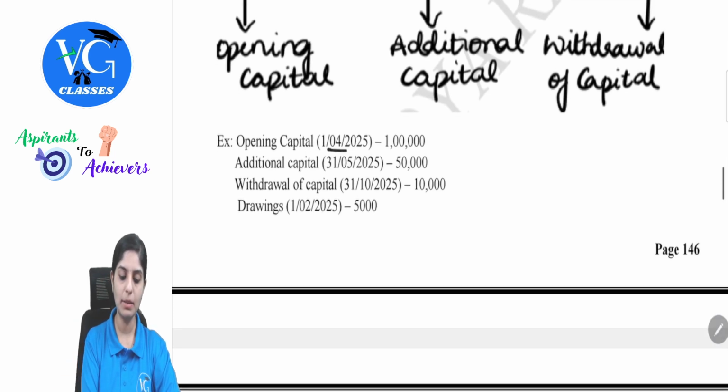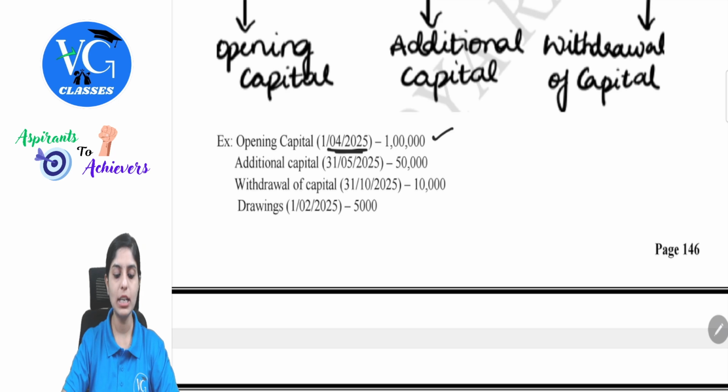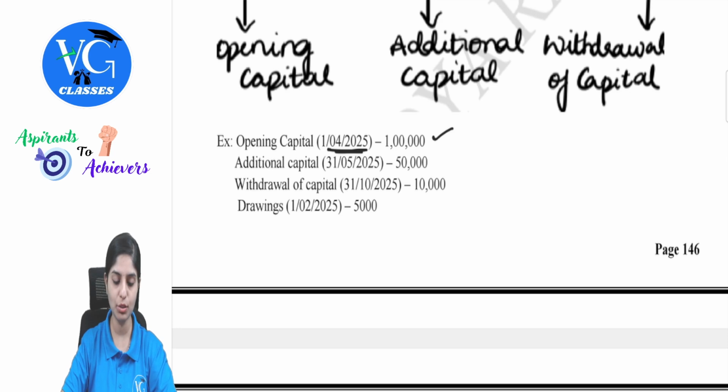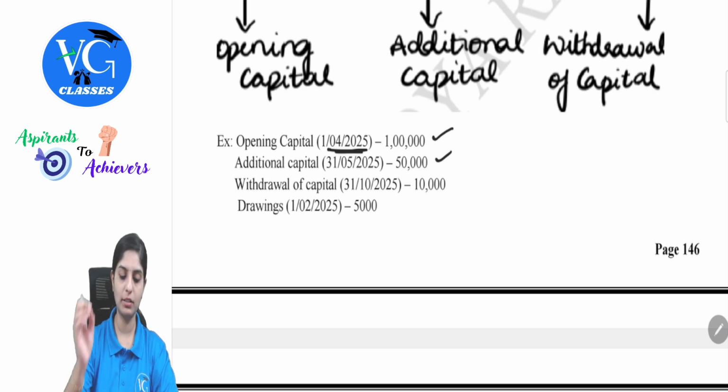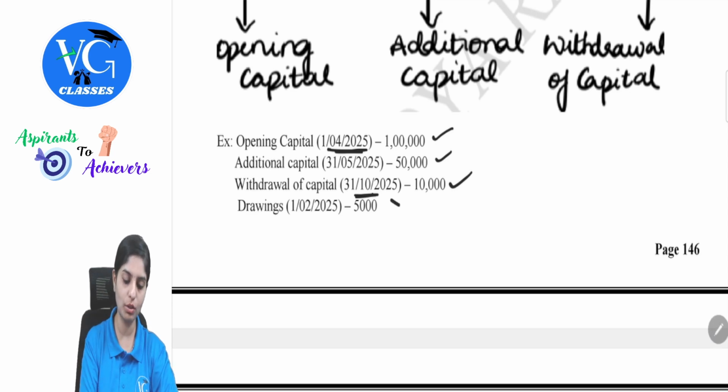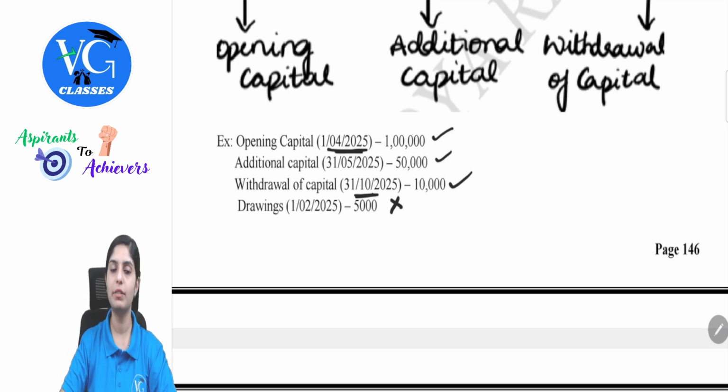Opening capital, which is the balance as on 1st of April 2025, is 1 lakh. There is an additional capital, introduced in between the year on 31st of May, 50,000. And there is withdrawal of capital. There is a clear mention that the capital is withdrawn on 31st of October, 10,000. Then there are drawings on 1st Feb, 5,000. So what are we calculating? Interest on capital. Do drawings matter to us here? No. So this will not at all be taken into account in calculating the capital balance.